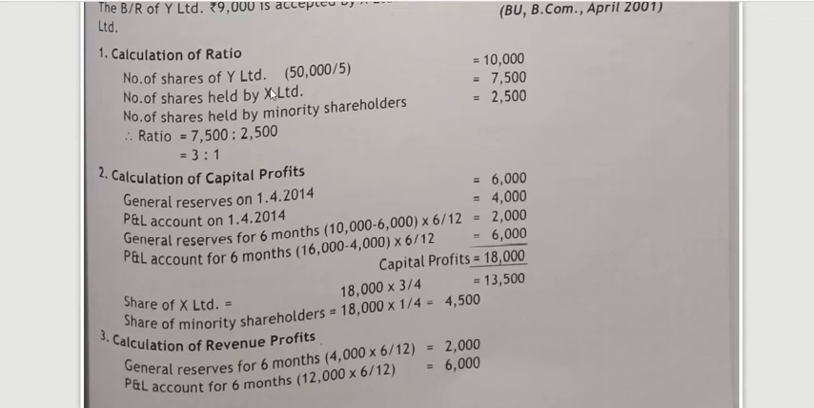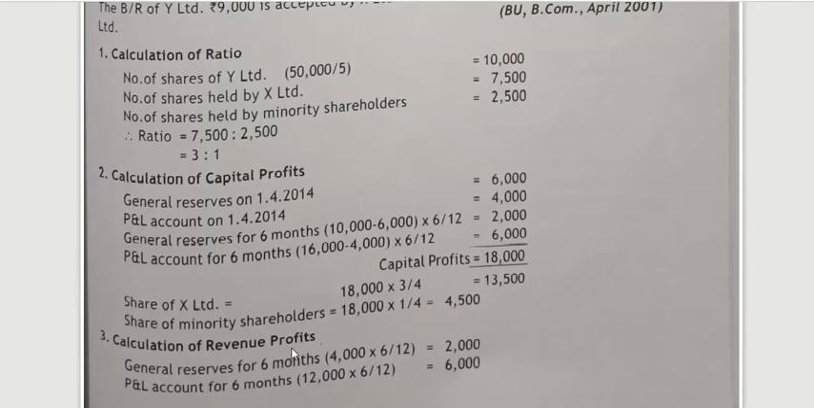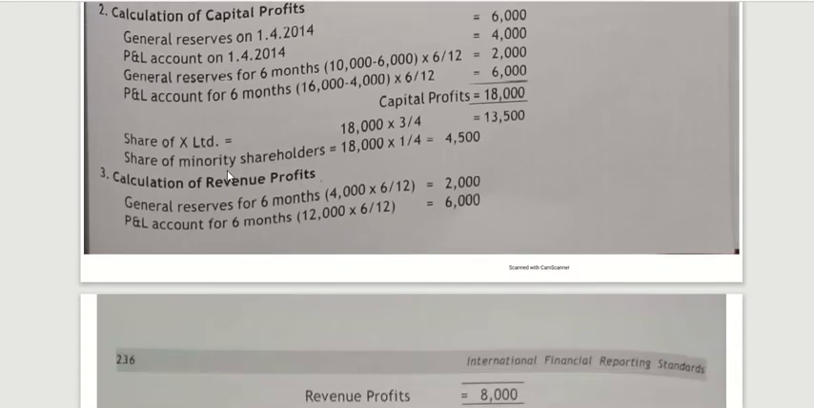The number of shares held by X Limited, as per the question, is that X Limited purchased 7,500 shares. So out of 10,000 shares, 7,500 were purchased by X Limited. The number of shares held by minority shareholders is 2,500. So 7,500 is to 2,500, you get 75 is to 25, which is 3 is to 1.